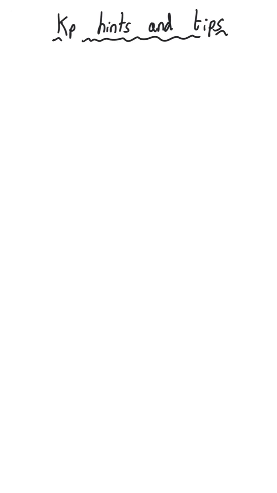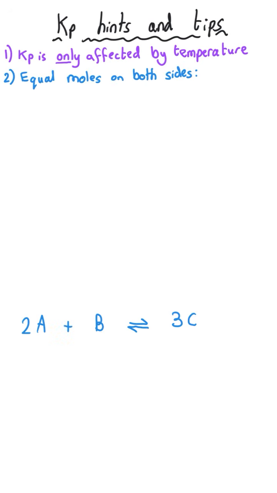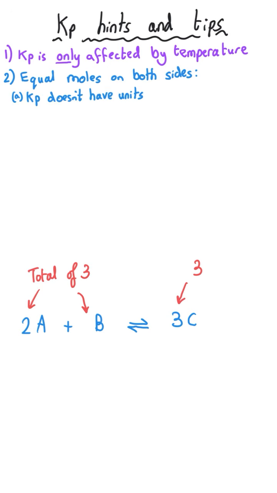I'm going to finish by giving you some hints and tips about Kp related questions. First of all, an all-important reminder: remember that Kp's value is only affected by temperature. The next hint comes from if you've got what's called equimolar equilibria, so you've got the same number of moles on both sides of the expression. That means that the equilibrium expression will not have any units, so you don't need to go through any process of calculating that. You can just look at the coefficients on both sides of the expression.